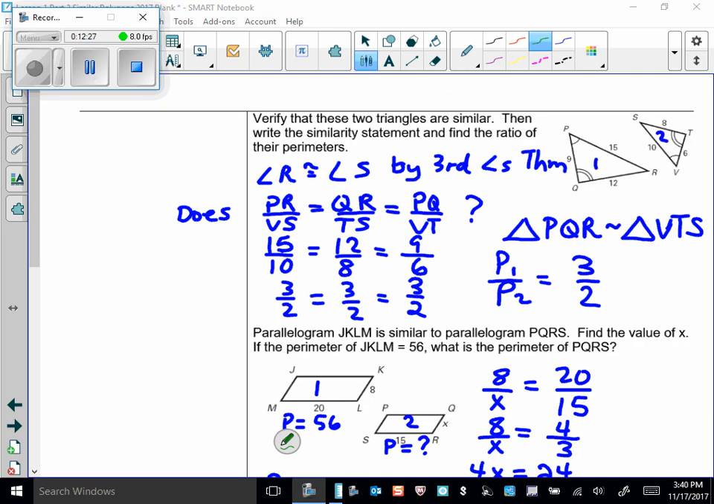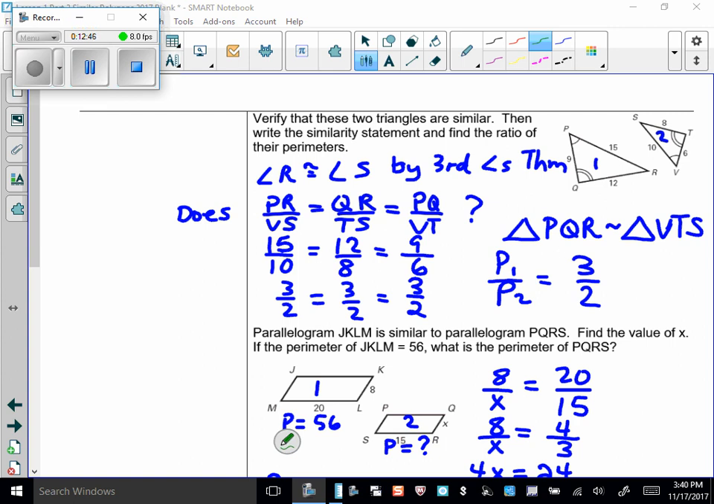Okay, so what we wanted to do here is to verify that these 2 triangles are similar, then write the similarity statement and find the ratio of their perimeters. Well, we know if they're similar, by the theorem we just learned a minute ago, that the ratio of their perimeters is going to be the same as the scale factor.